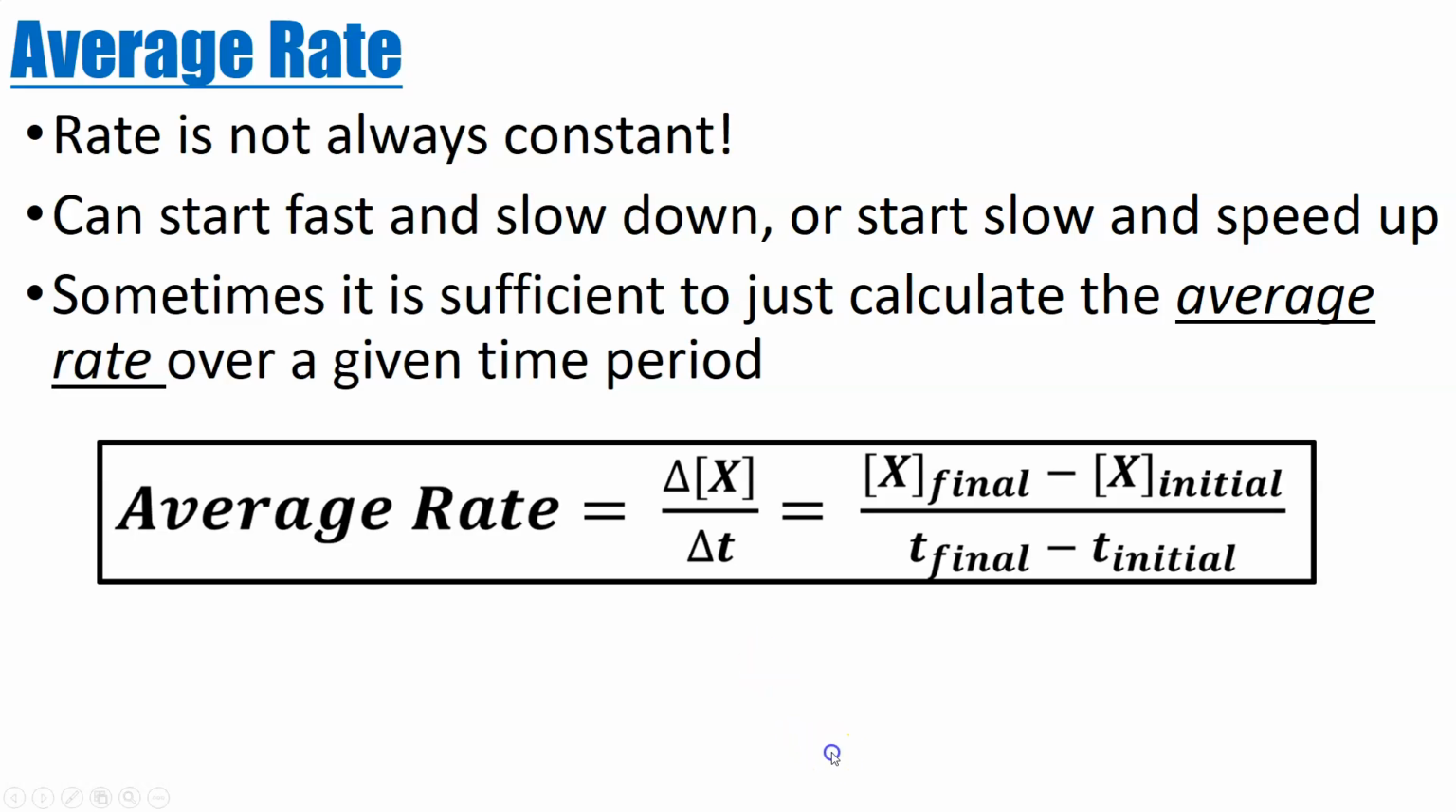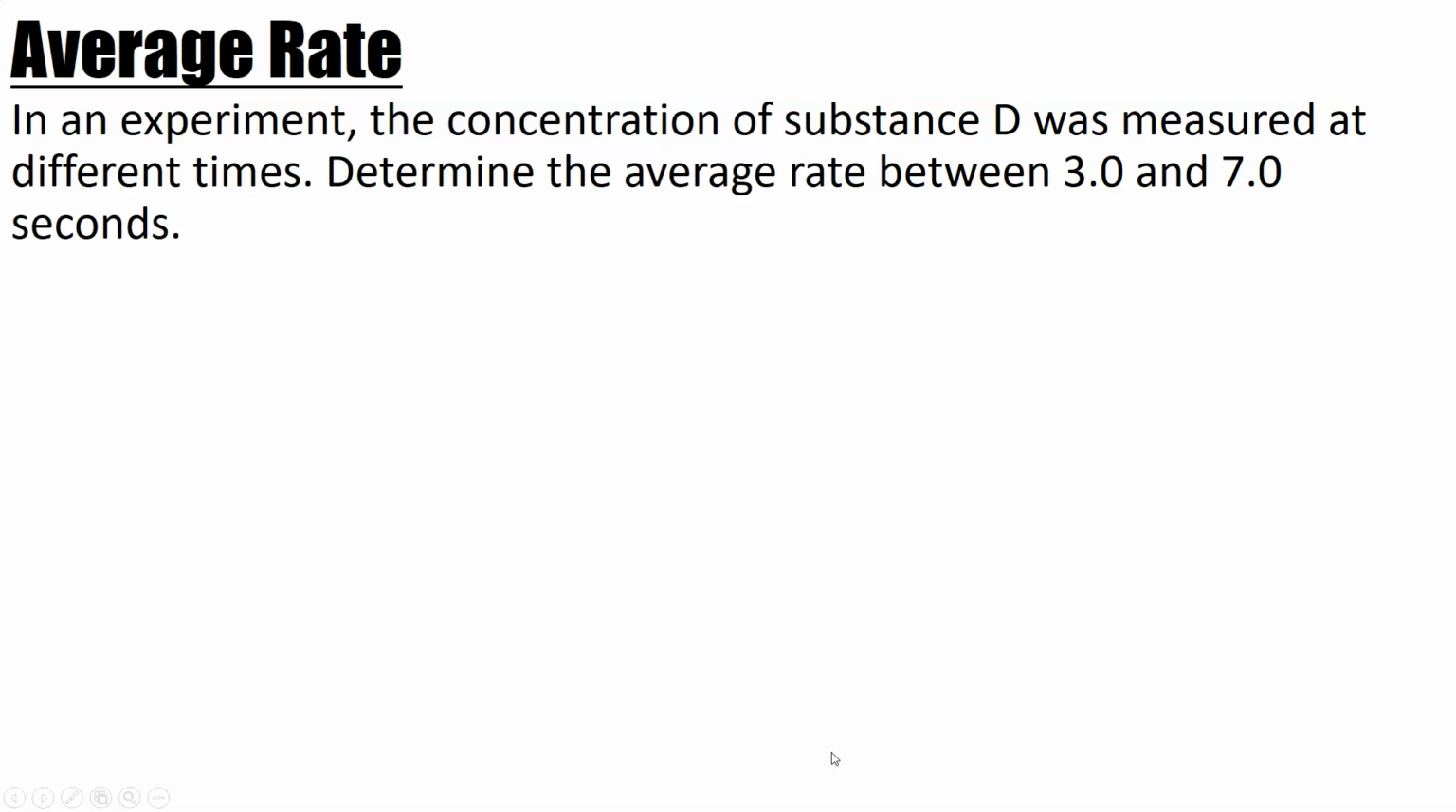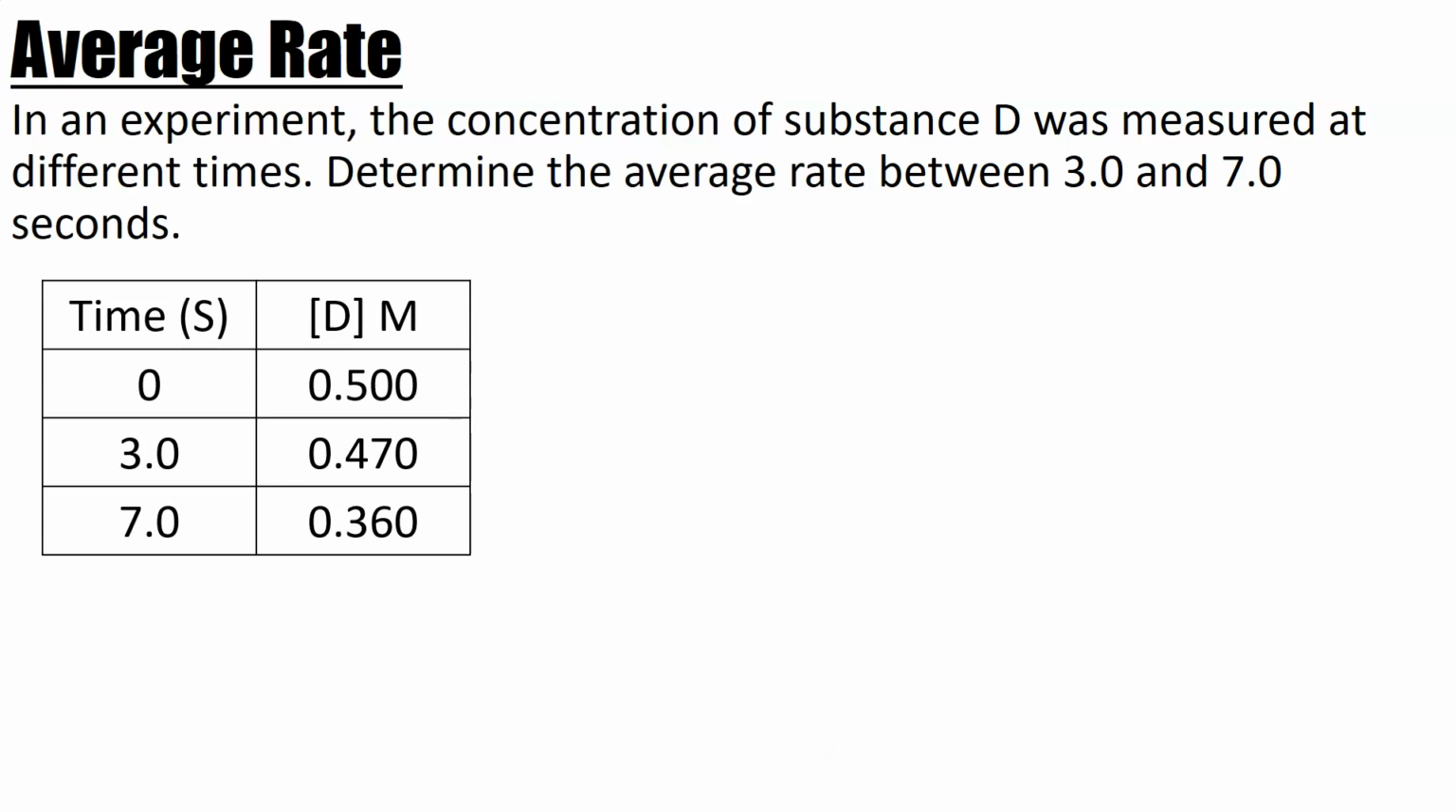So let's do a practice problem. In an experiment, the concentration of substance D was measured at different times. Determine the average rate between 3 and 7 seconds. So I don't care about the entire course of the reaction. I'm only interested in this very specific window of time. Here's your data. Try to find the change in concentration over the change in time for the window of time that we're interested in. You can pause the video if you need a moment to do that.